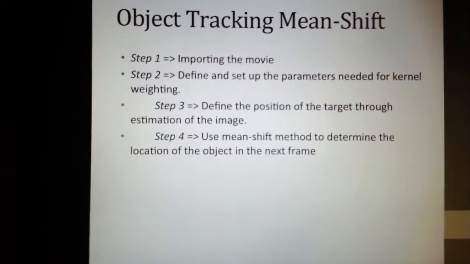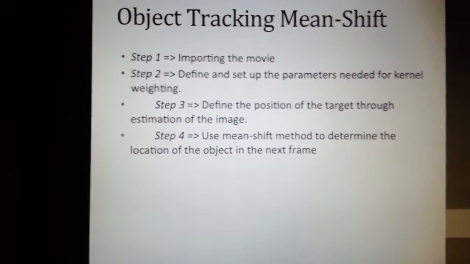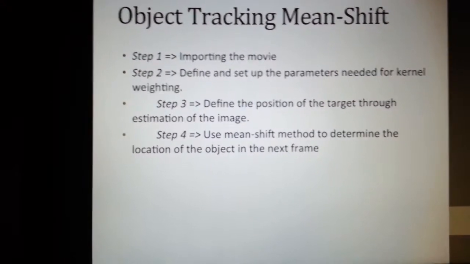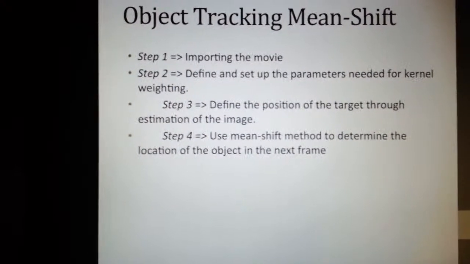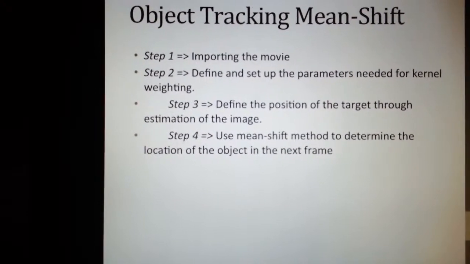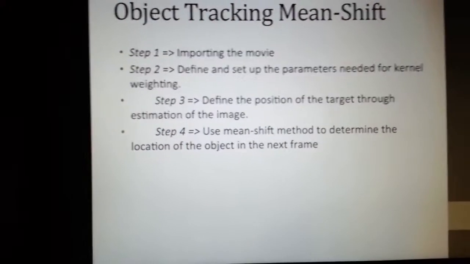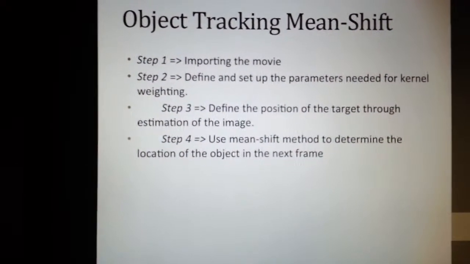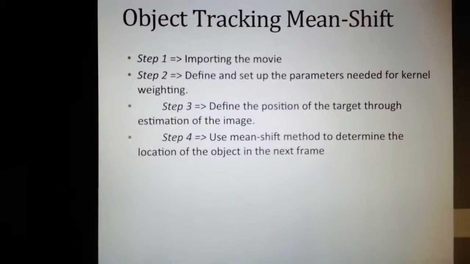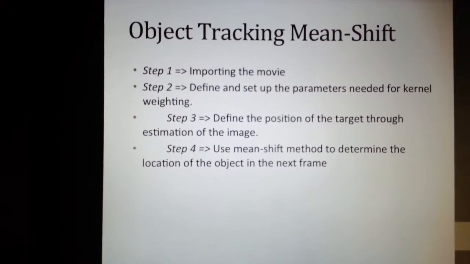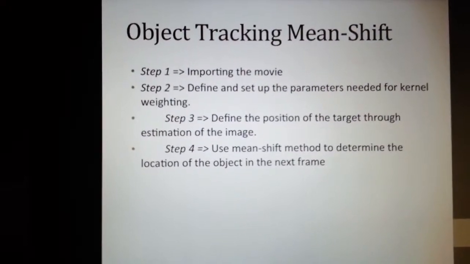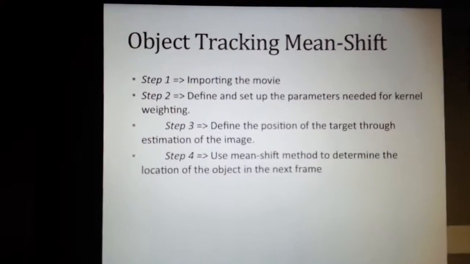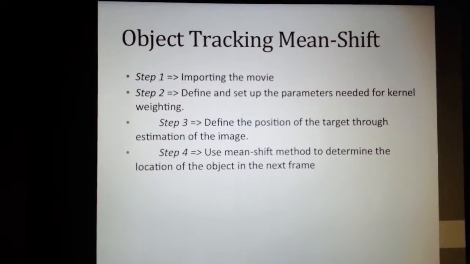The set of histogram values is weighted by a Gaussian kernel to yield a smooth set of values. Step 3, define the position of the target through the estimation of the image. The object that was selected by the user also accompanies this step. And step 4, use the mean shift method to determine the location of the object selected by the user in the next frame and draw a box around this new location.